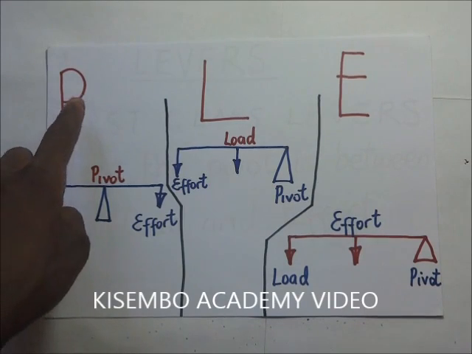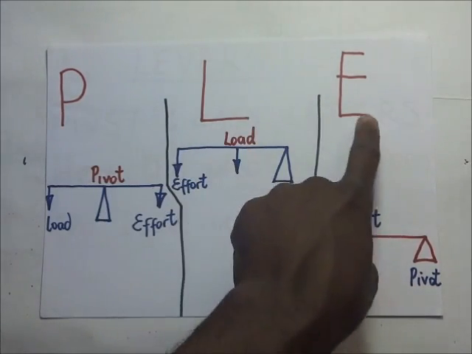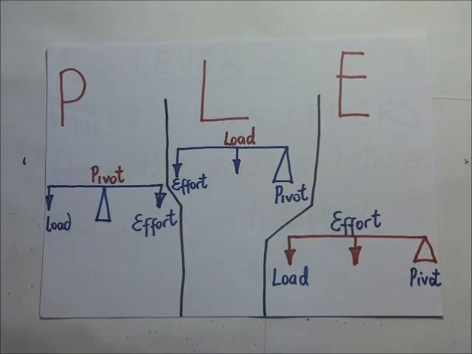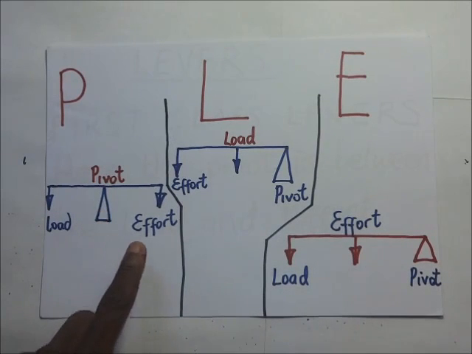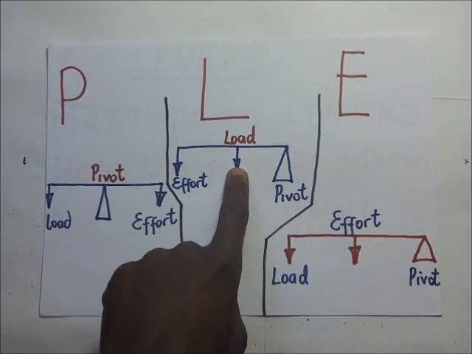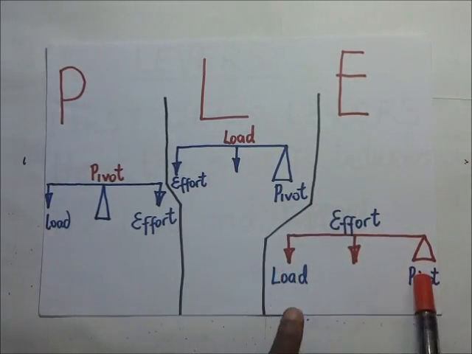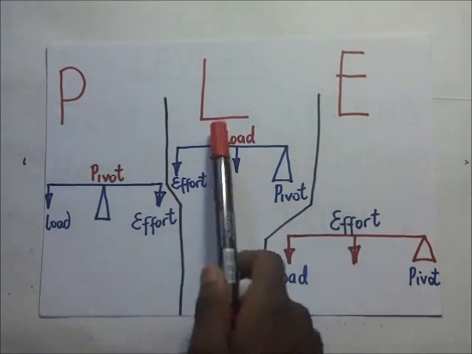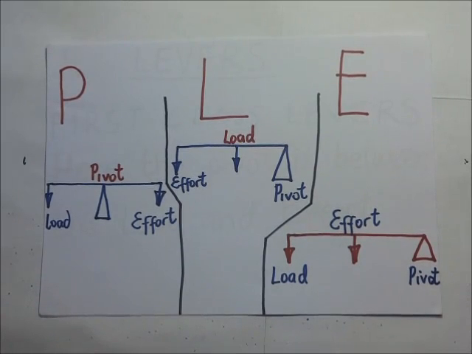Now, first class levers using PLE. P stands for pivot, L stands for load, E stands for effort. So if it is a first class lever, then it means that the pivot is between the load and the effort. If it is a second class lever, then it means that the load is between the effort and the pivot. If it is a third class lever, it means that the effort is between the load and the pivot. So you use the acronym PLE to be able to identify which one is first class, second class, third class, depending on which one is in the middle of the other two.